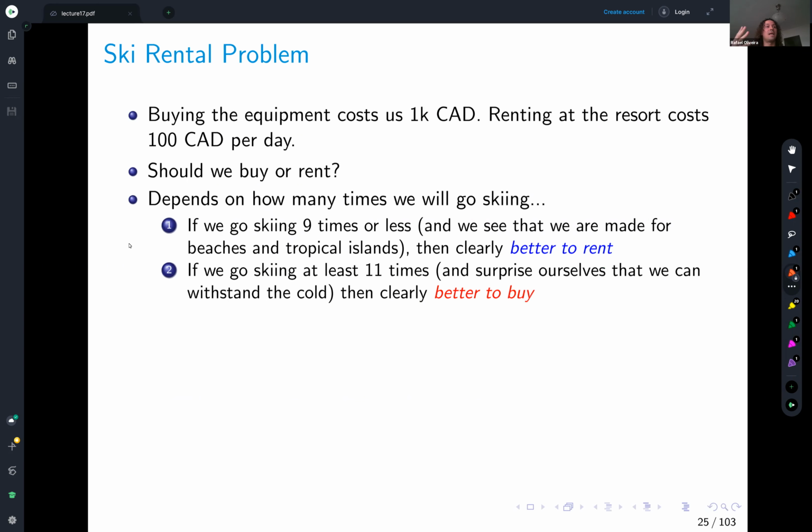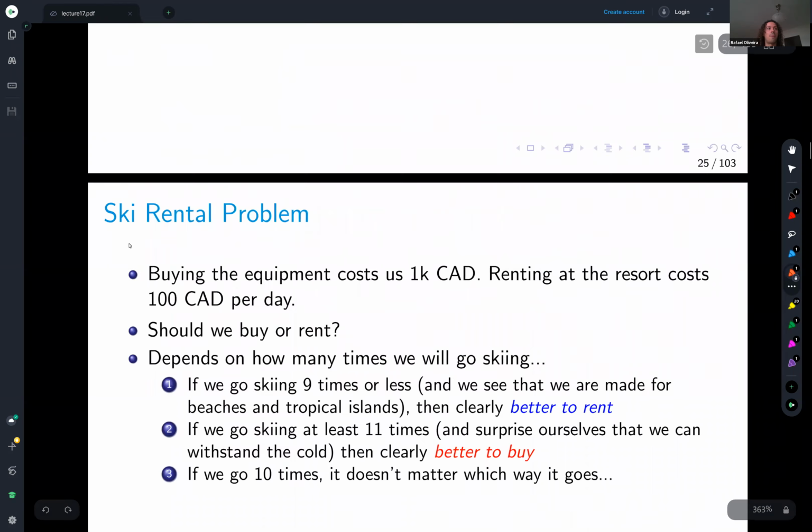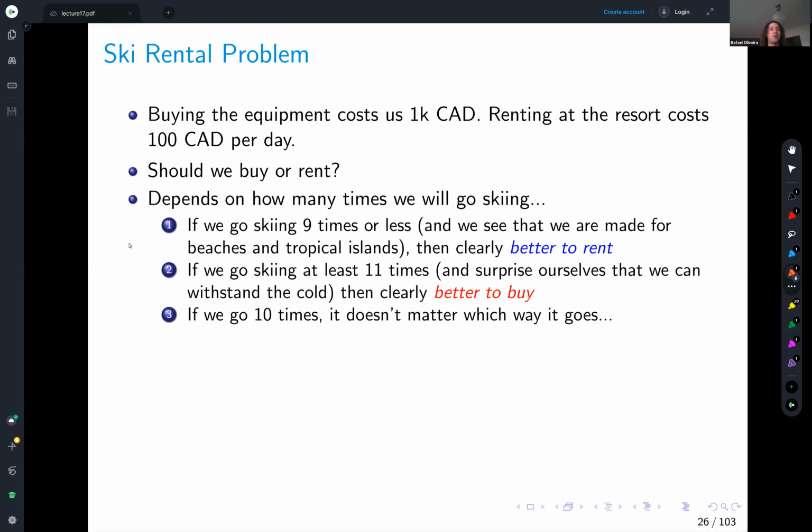But if we go skiing at least 11 times, and then we surprise ourselves, oh, okay, I can deal with the cold even though I'm from Brazil and I actually like skiing, then it's clearly better to buy, right? But we don't know that in the future because we haven't gone once yet. And if we go 10 times, it doesn't matter which way it goes, right, in our lives? Let's say that there's no cost for storage or whatever.